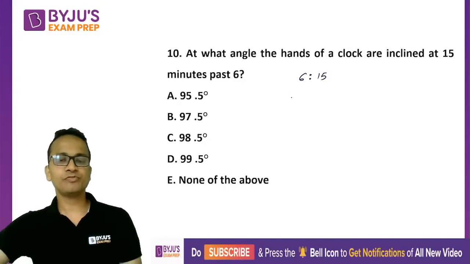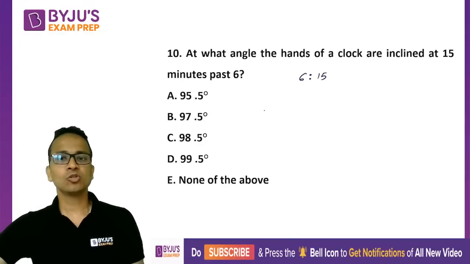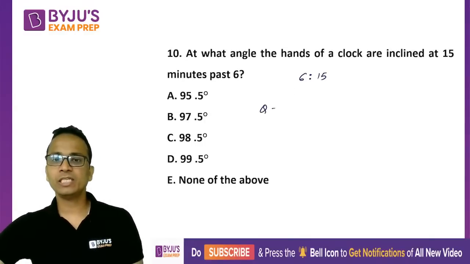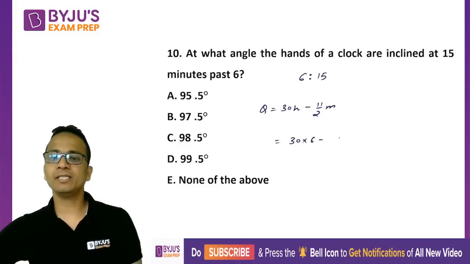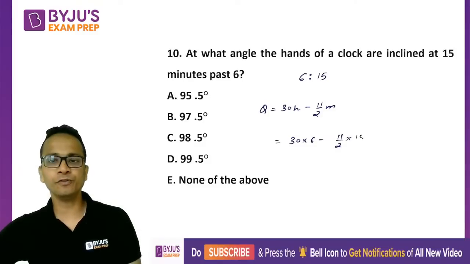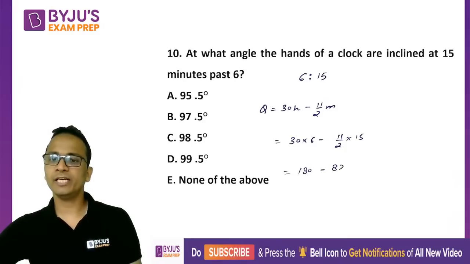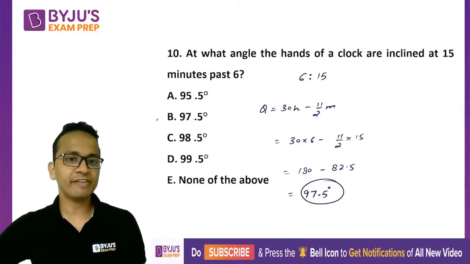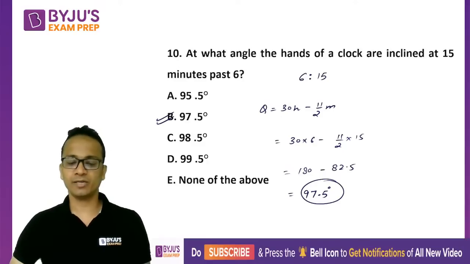So time is 6:15, we have to find out the angle. The formula that we'll be using is theta is equal to 30h minus 11 by 2m. So that will be 30 into 6 minus 11 by 2 into 15, which is 180 minus 165 upon 2, that is 82.5. So the correct answer will be 97.5 degrees. So 97.5 degrees, option B is the correct one.